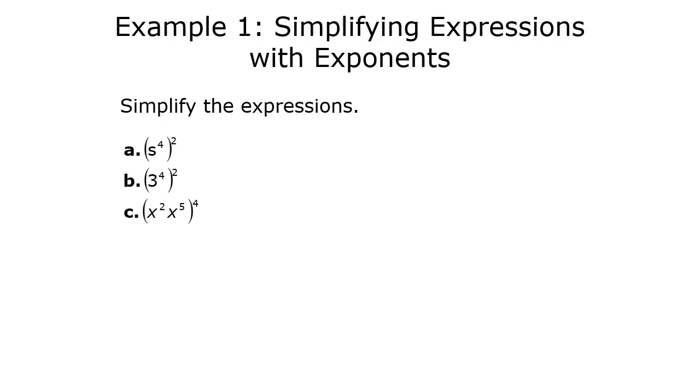So of course, we know that with these simple examples, you just multiply and you get s to the 8th, just like you get 3 to the 8th. And you multiply each of these, so you get x to the 8th times x to the 20th, which is x to the 28th. Or you could have combined these two and had x to the 7th all to the 4th, which again is x to the 28th. You can see it works in either direction.